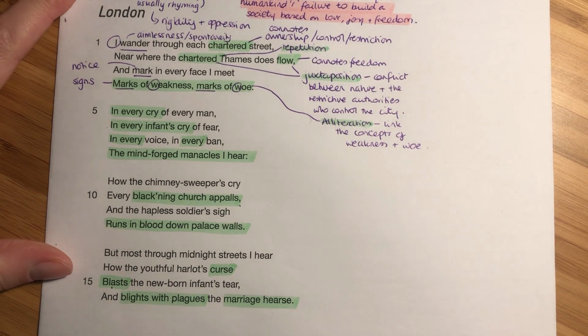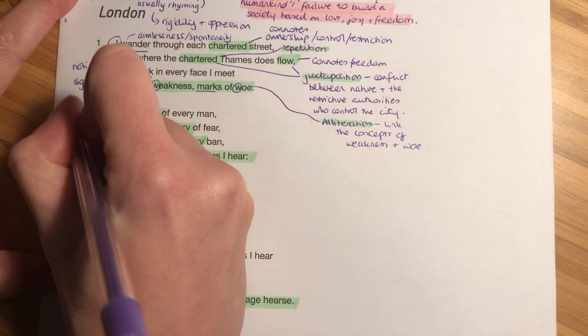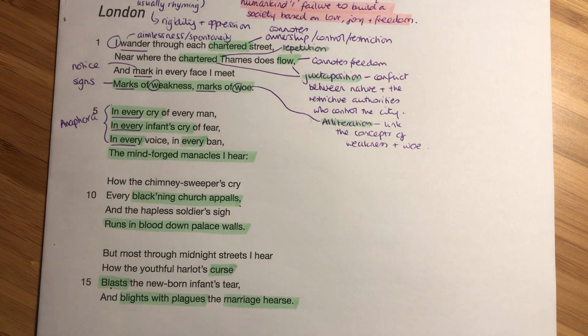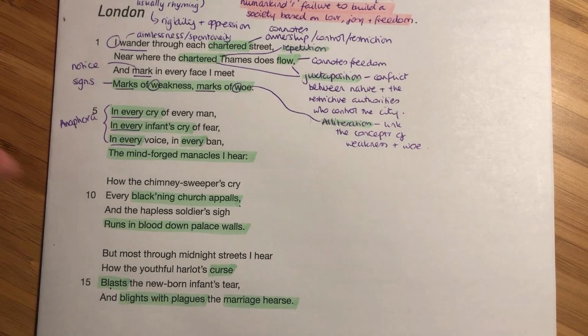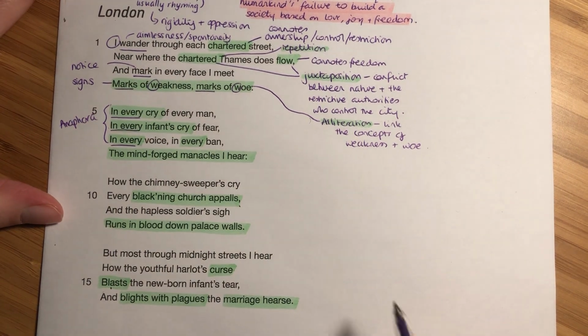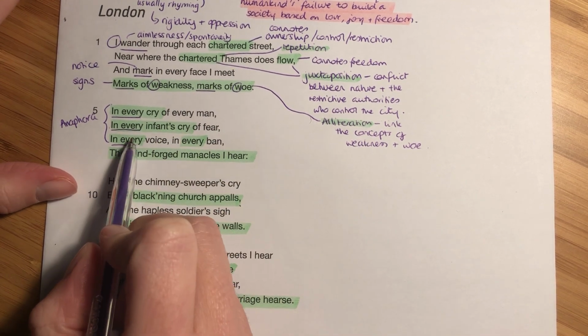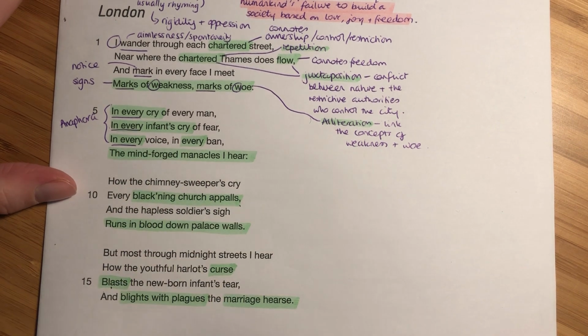In these next 3 lines, we have the use of anaphora, this repetition at the start of successive lines of every. And let's just have a look at what Blake is hearing. In every cry of every man, in every infant's cry of fear, in every voice, in every ban, the mind-forged manacles I hear. Now we're going to look in some depth at that line about the mind-forged manacles, as it's one of the most vital in the poem. But this use of anaphora is really, really revealing as well. This use of anaphora, this use of repetition, suggests that in every sound every man makes, every cry he makes, every child's cry, in every voice, in every ban, he hears this lack of freedom.